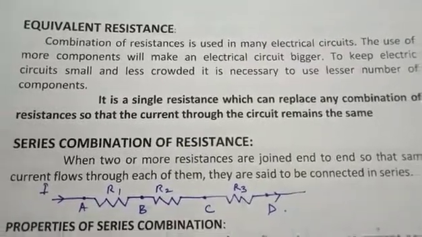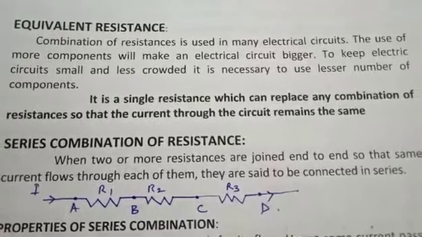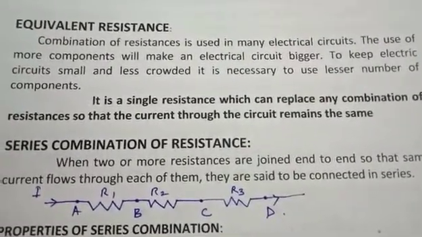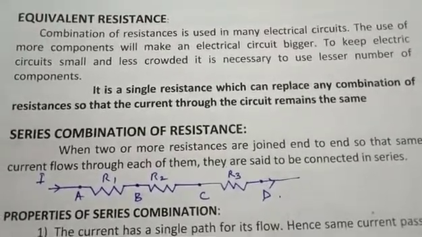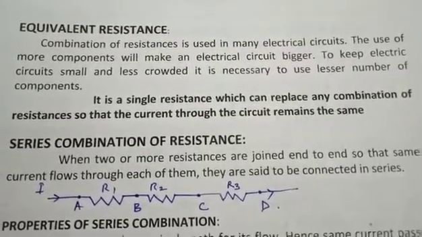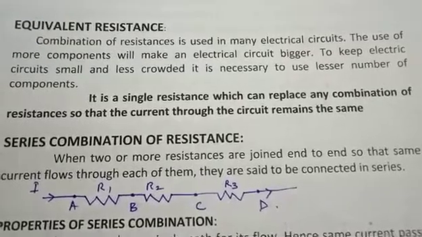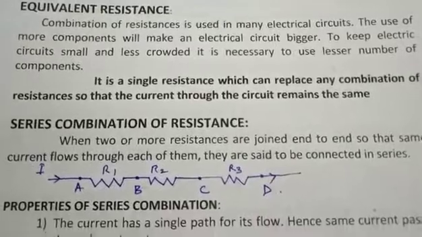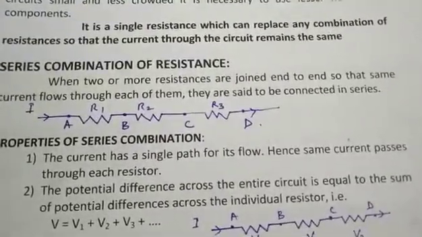So if you get a single resistance which is going to replace so much resistance, then that single resistance will be known as equivalent resistance. That means a resistance which can perform the same work as it has been performed by many resistance will be known as equivalent resistance. Now moving forward, I am going to take up the next topic, that is series combination of resistance.